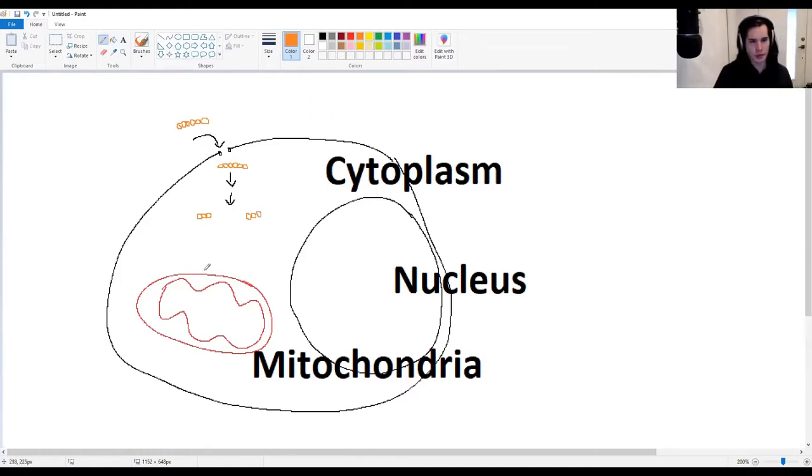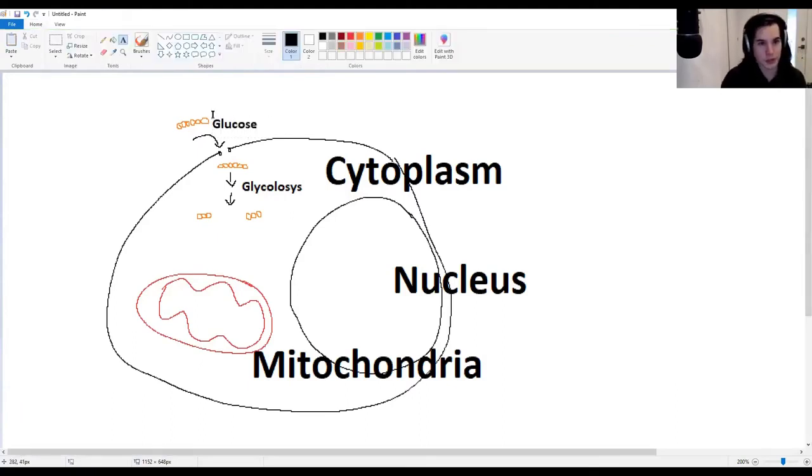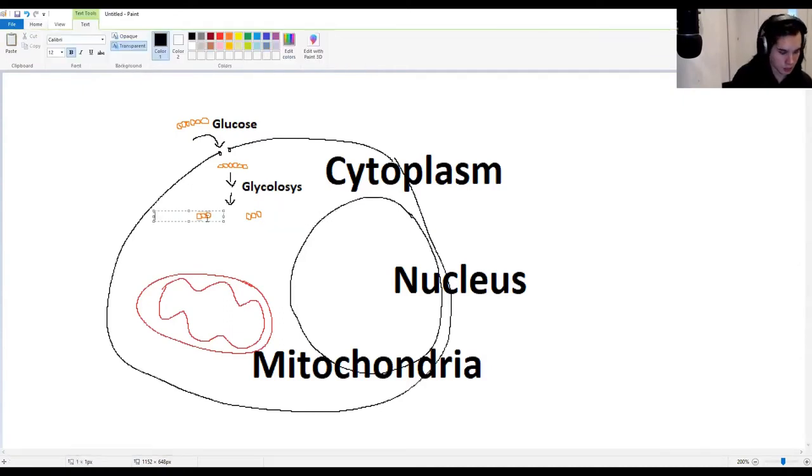Now, we'll just go through everything. So pyruvate. Actually, what I could do is type in, let's make this size 12 font. Glycolysis. Glycolysis, so like glucose lysis. And actually, I should probably label this glucose. Right. So glucose enters the cell, glycolysis happens. Now we make pyruvate, and I can label pyruvate here.